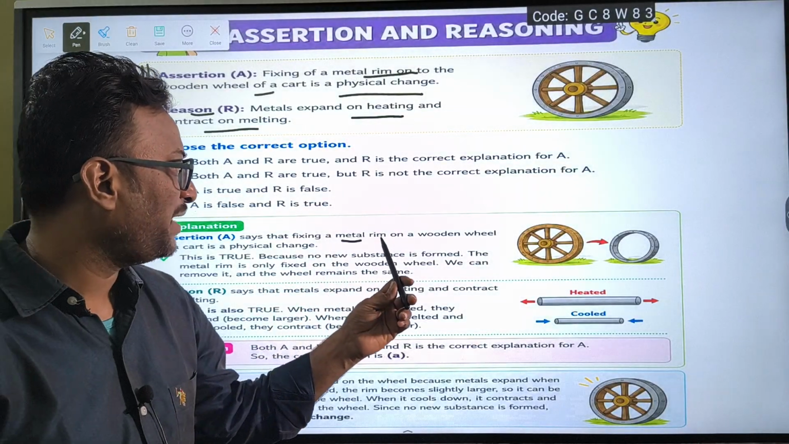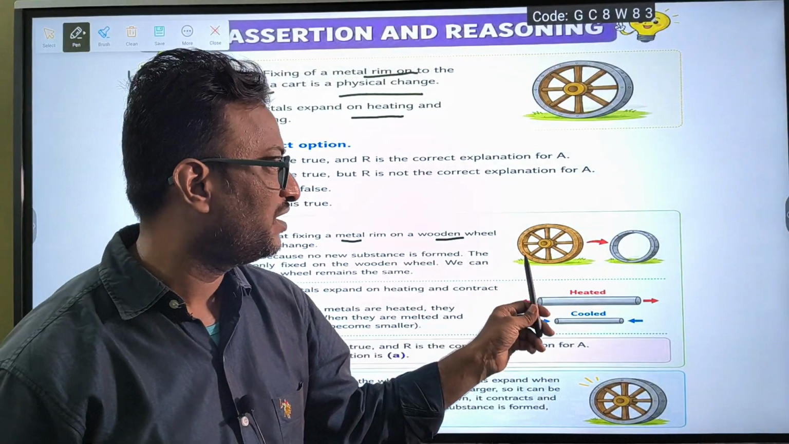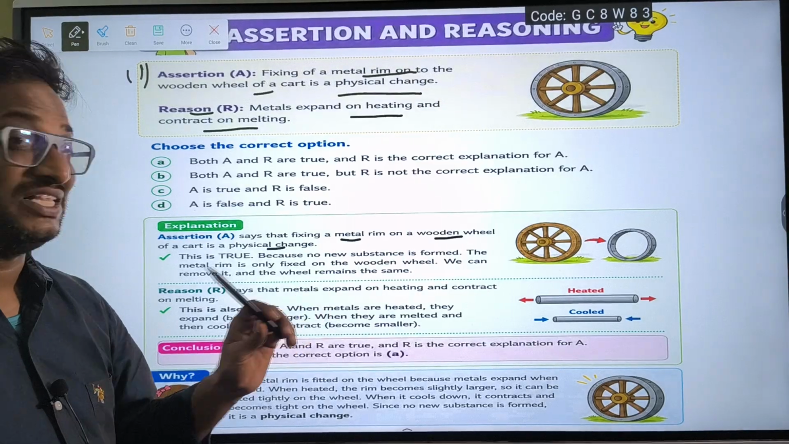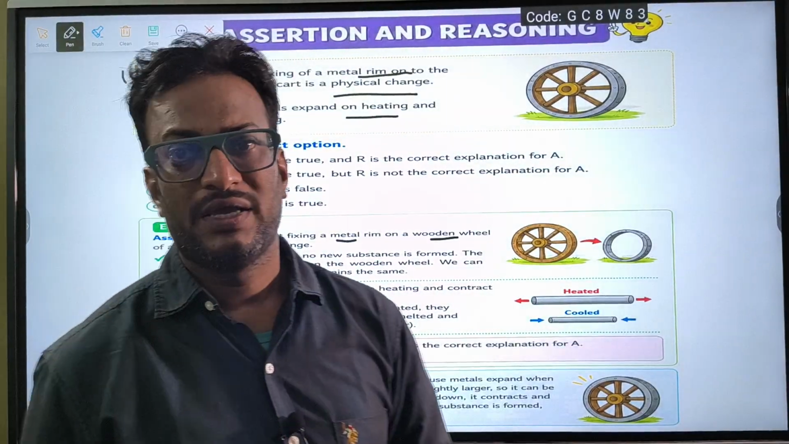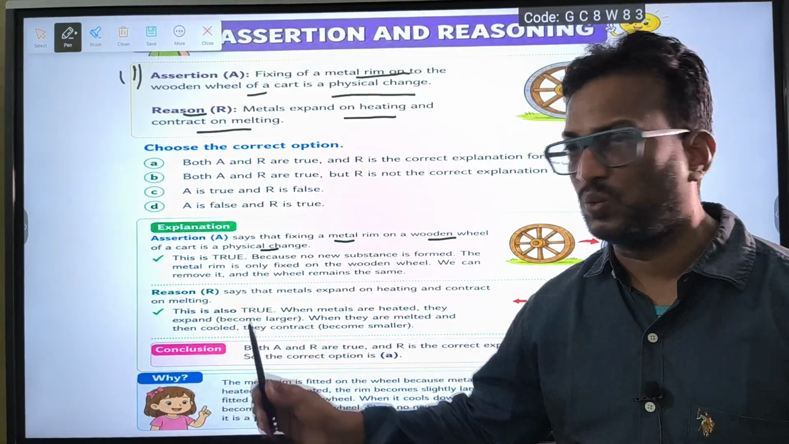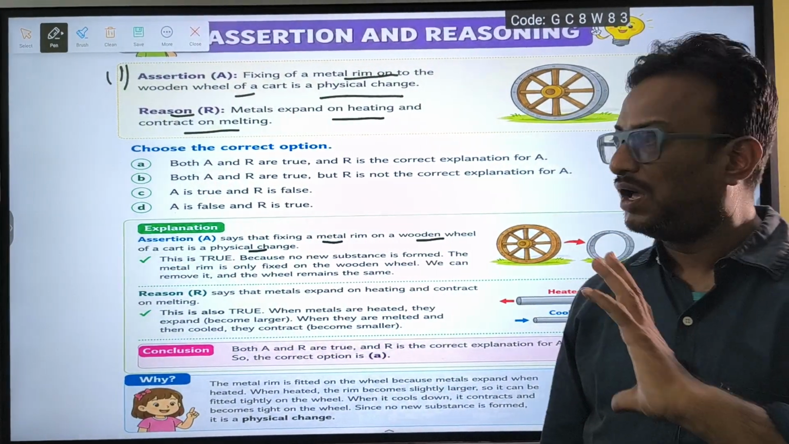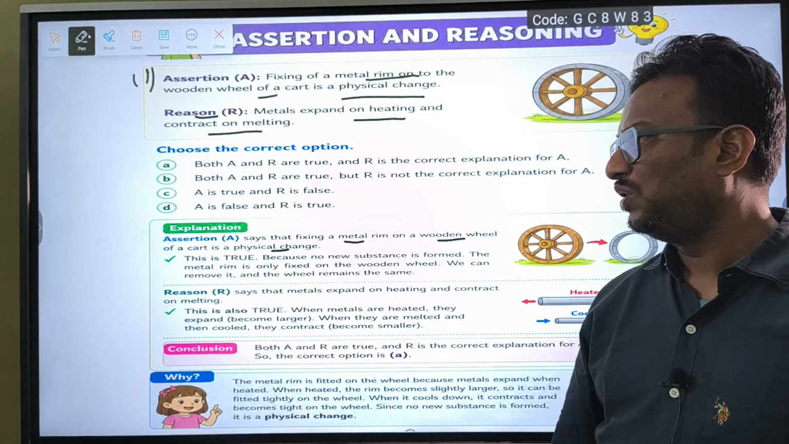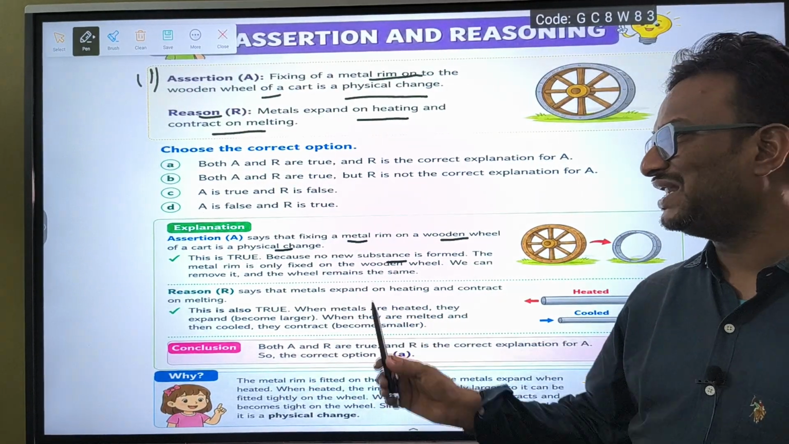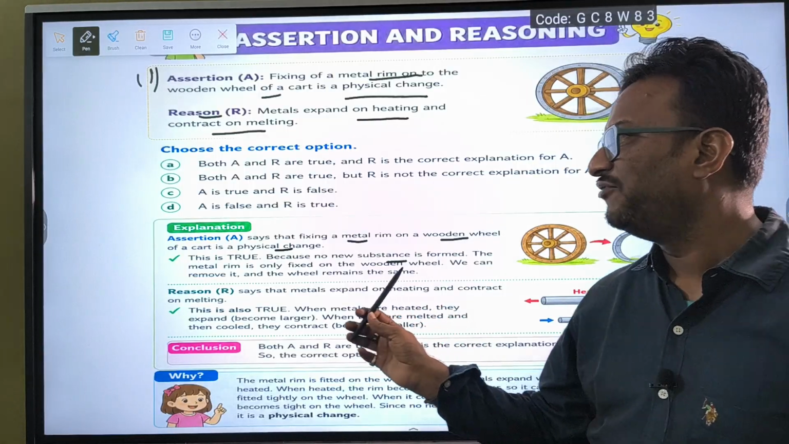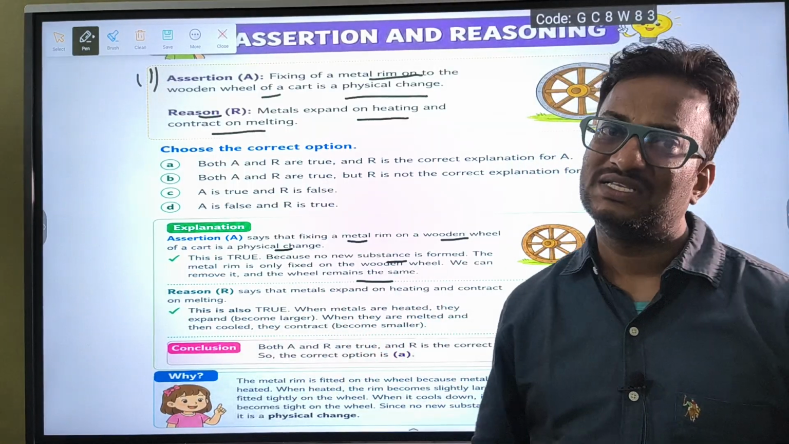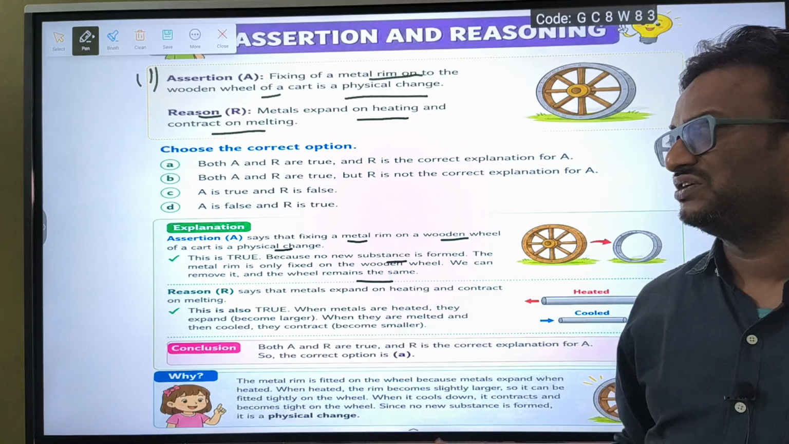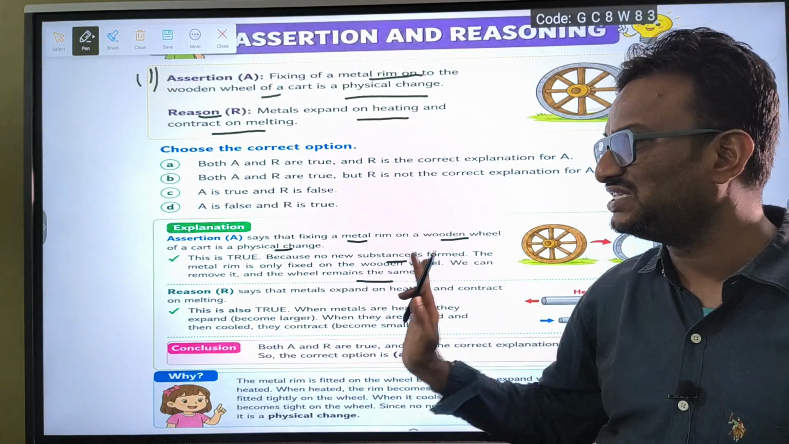What does it say? Fixing a metal rim on the wooden wheel. There is a wooden wheel here. On the wooden wheel, we have to fix a metal rim of the cart. It is a physical change. Whether it is a physical change or chemical change? Actually this is true, because no new substance is forming on fixing a metal rim on the wooden wheel. The metal rim is only fixed on the wooden wheel. We can remove it and the wheel remains the same after removing the metal rim. So no new substance has been formed. So this is a physical change. So the assertion he has given is true.